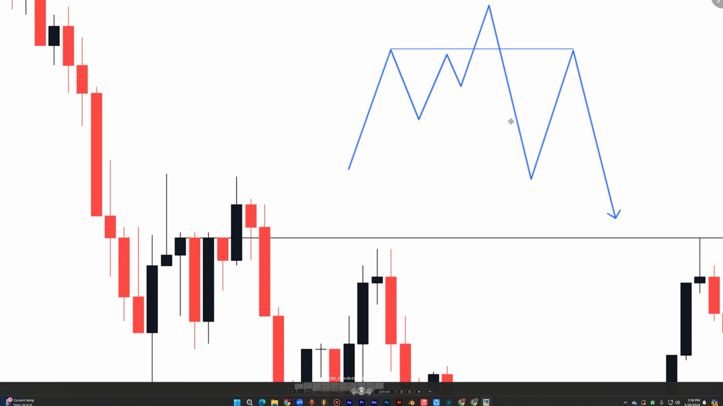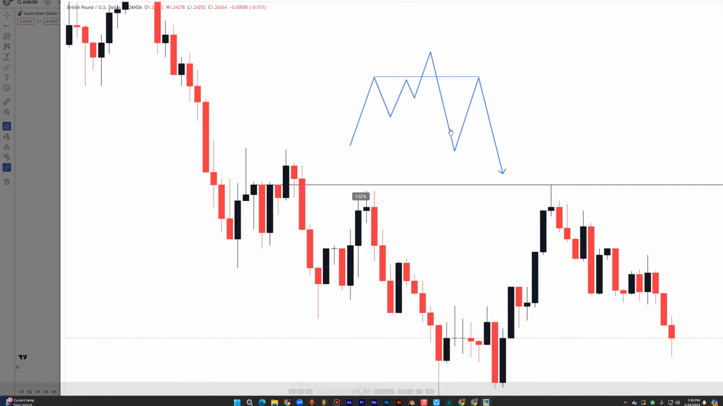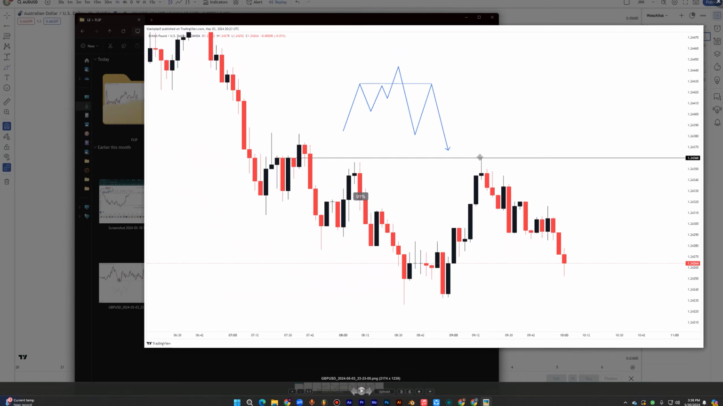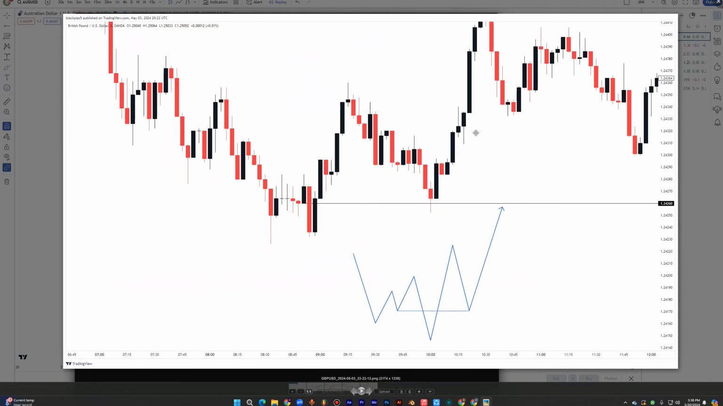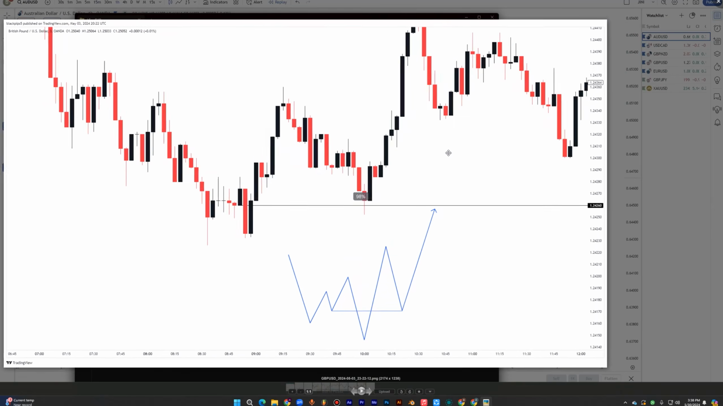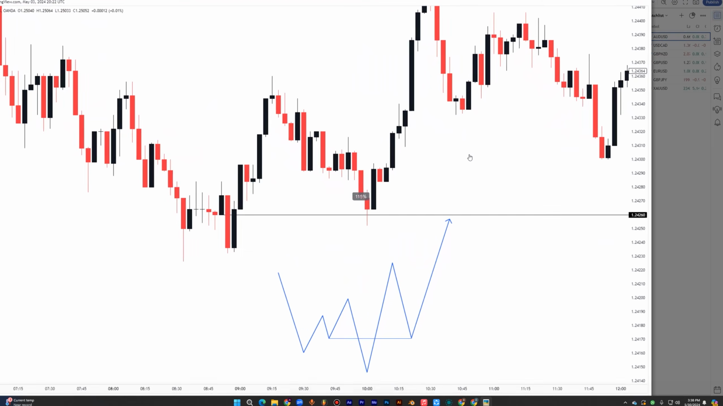So where do you have to put your entry? At this area here. This is where you have to put your sell entry. As you can see, the market just came and then tapped to that point and then moves below. And this was another example of compressive liquidity engineering.